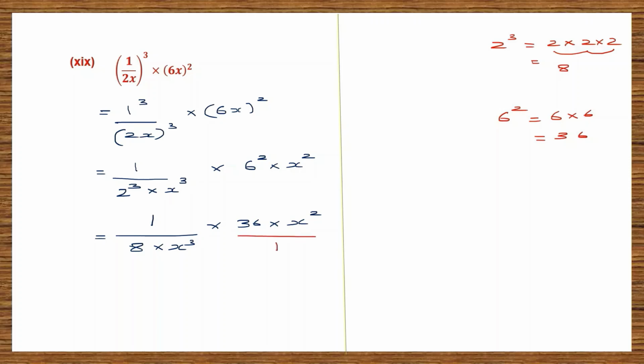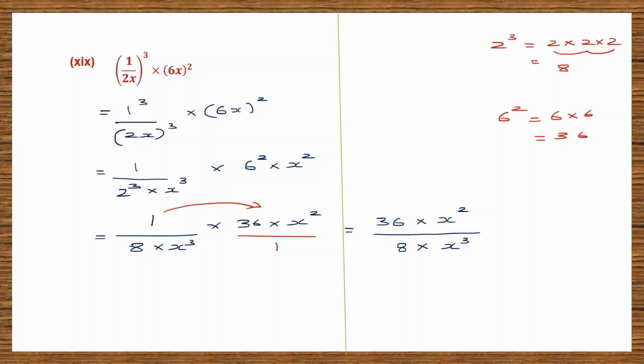Now let's multiply the numerators, 1 into all this. So 1 into anything will give back that same number, isn't it? So we're getting 36 into x square here. And in the denominator, what are we having? 8 into x cube. Okay, so now we're going to try and reduce 36 by 8.